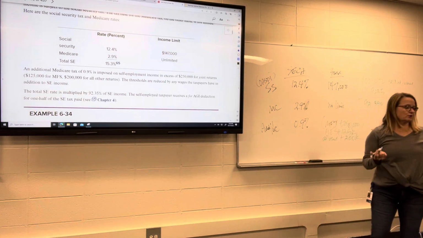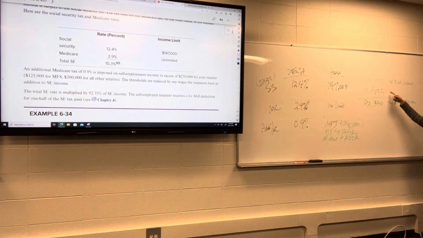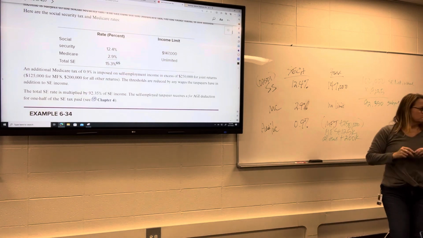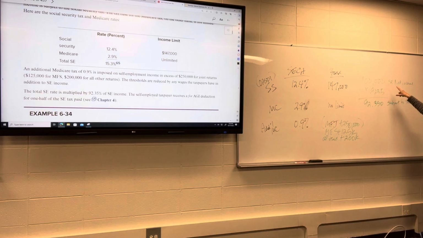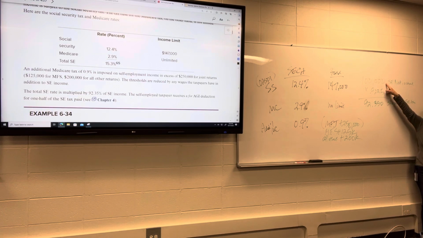So you do get to shelter 7.65%. And you include that number in the Social Security and Medicare. So income tax is gonna be calculated based on this 100,000. Self-employment tax is gonna be calculated based on this. Oh, yeah, because the problem starts in the homework, because I didn't learn this one before.